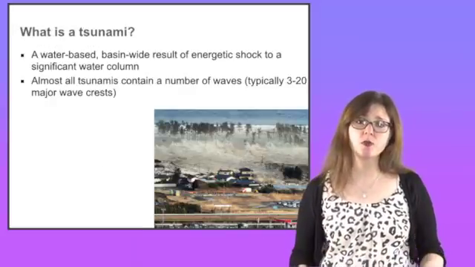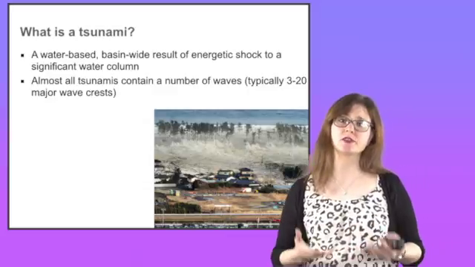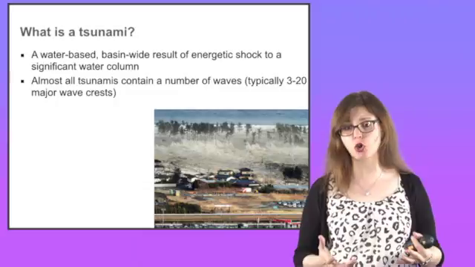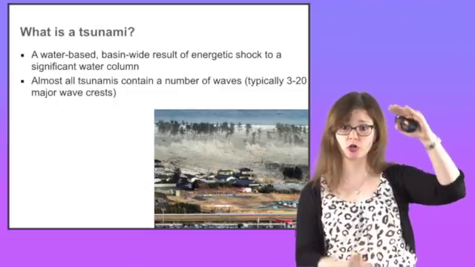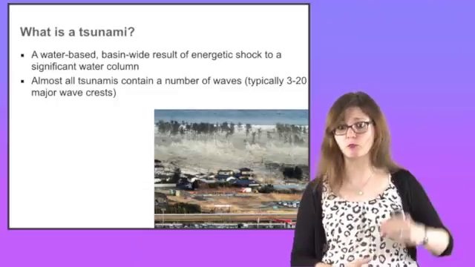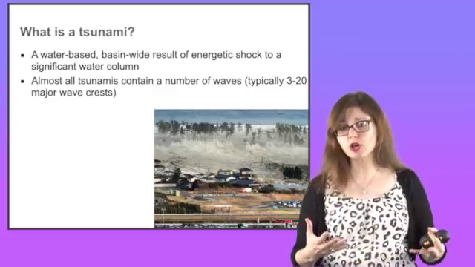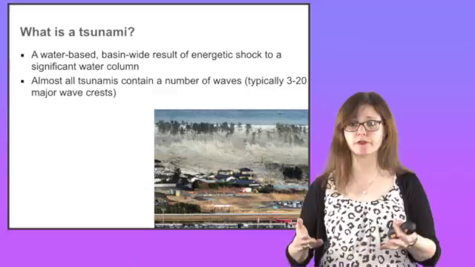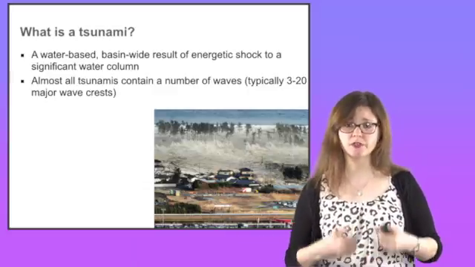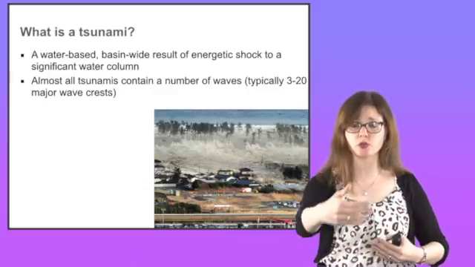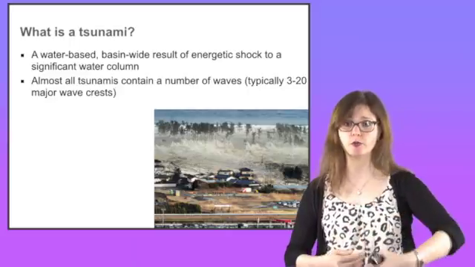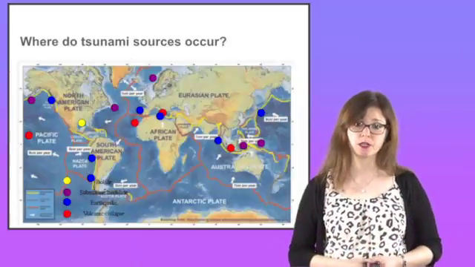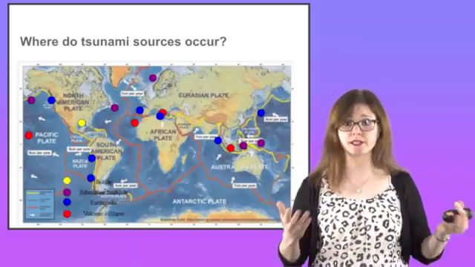So what is a tsunami? A tsunami is generally a hazard that's caused by the displacement of water. It's an energetic shock to a significant water column, and this can happen in different ways. Most tsunamis will generate a number of different waves, typically 3 to 20 different major wave crests. And this is problematic because you have the initial wave hitting a community and then there'll be following waves hitting in a period afterwards.